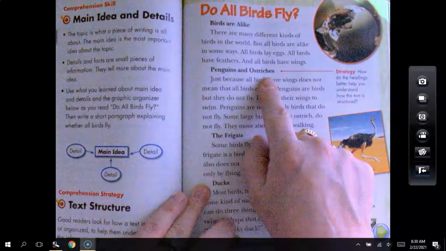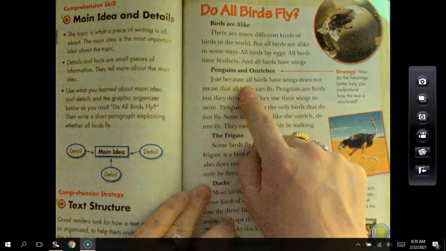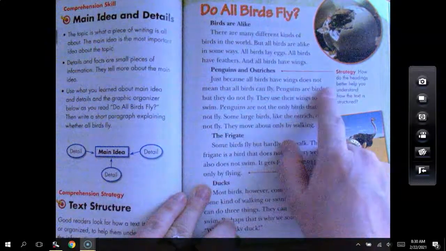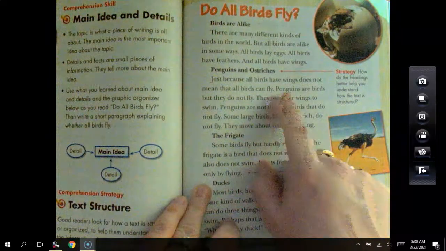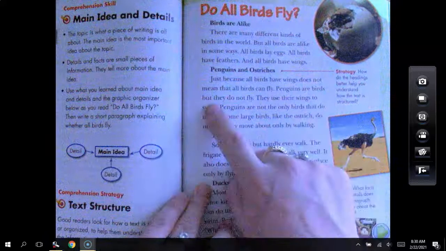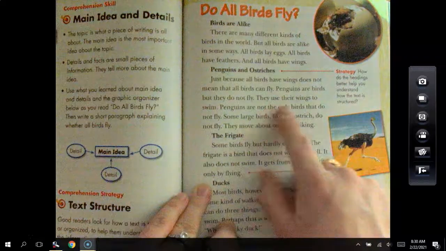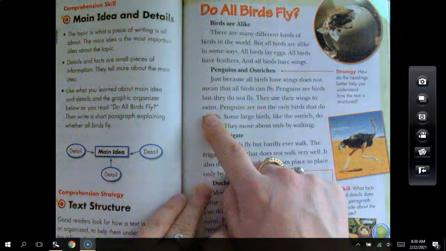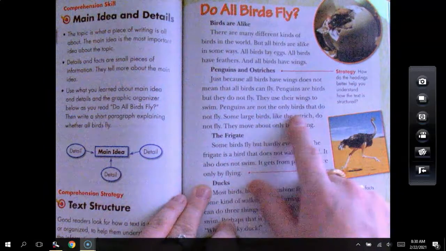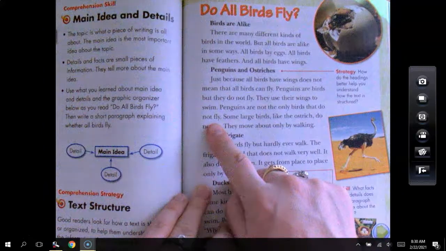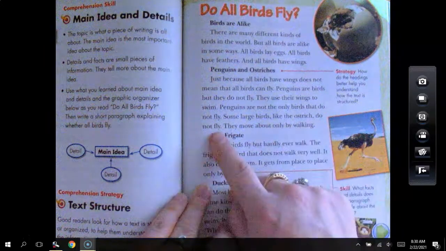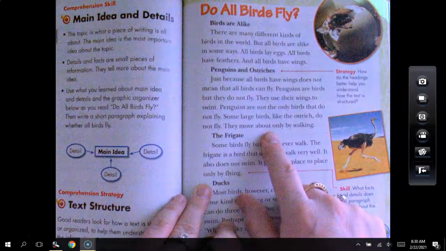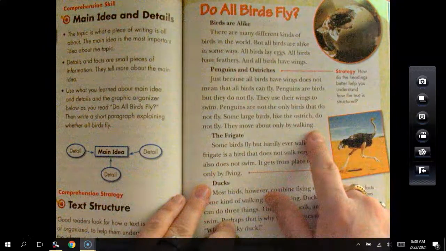Penguins and ostriches. Just because all birds have wings does not mean that all birds can fly. Penguins are birds, but they do not fly. They use their wings to swim. Penguins are not the only birds that do not fly. Some large birds, like the ostrich, do not fly. They move about only by walking.